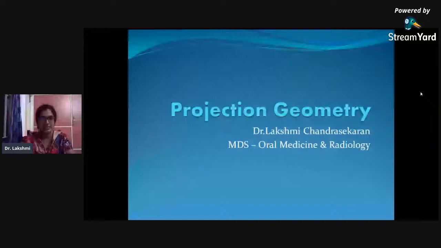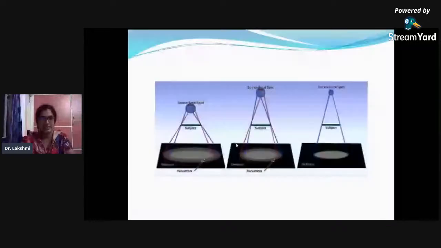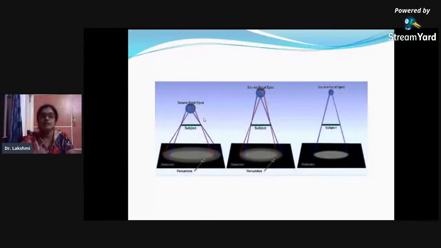The focal spot should be as small as possible. For example, if this is an X-ray film and this is the subject, and the source which is coming, this is the focal spot. What exactly is it saying? The inverse square law, if you remember. The focal spot should be as small as possible so that this penumbra is reduced.